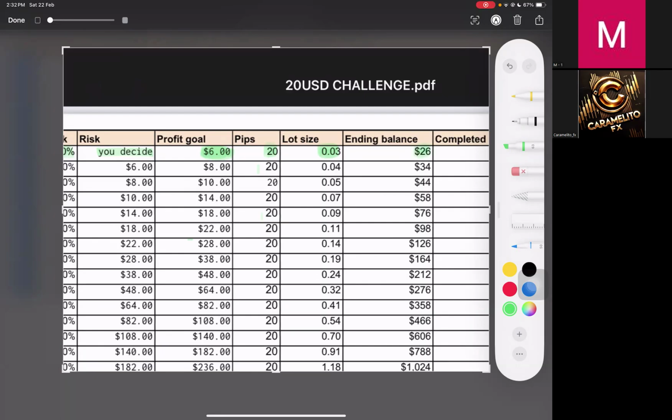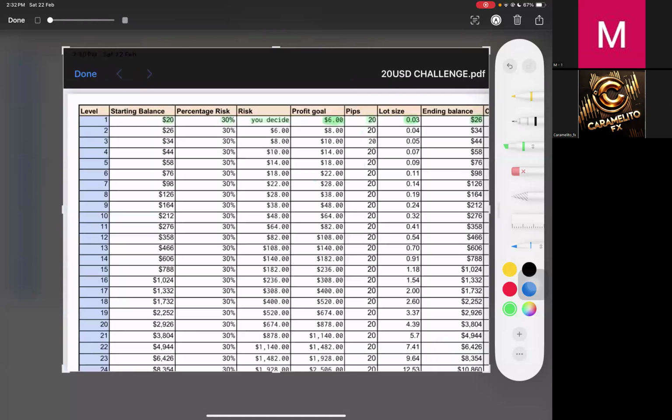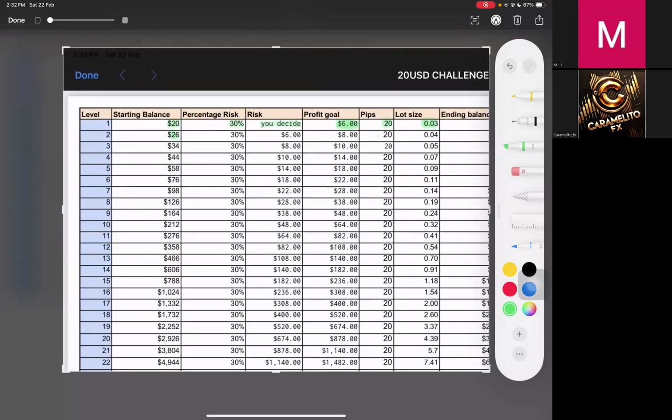At the end of the day, this will be your ending balance. Success. Second day, same thing. $26, risk 30% of yesterday's profit of $6, but upgrade your target to $6, 20 pips, 0.04. That's the thing. When you already succeed, continue.